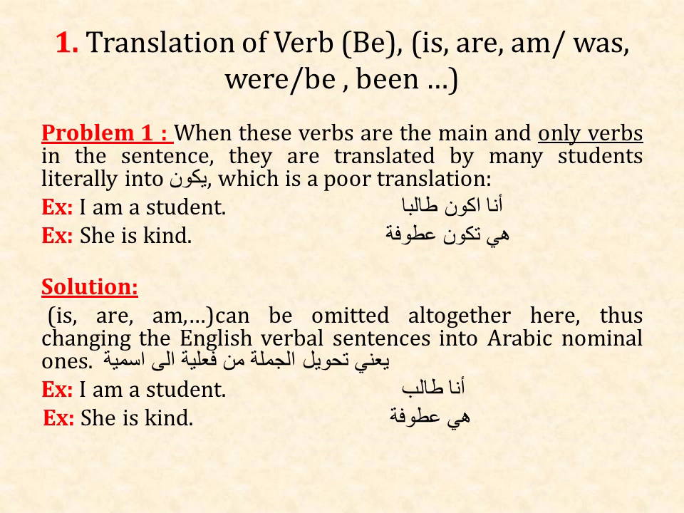Is and am can be omitted altogether here, thus changing the English verbal sentences into Arabic nominal ones. For example, "I am a student" means أنا طالب instead of أنا أكون طالبا. Number 2, "she is kind": هي عطوفة instead of هي تكون عطوفة. So this is the solution for this problem.